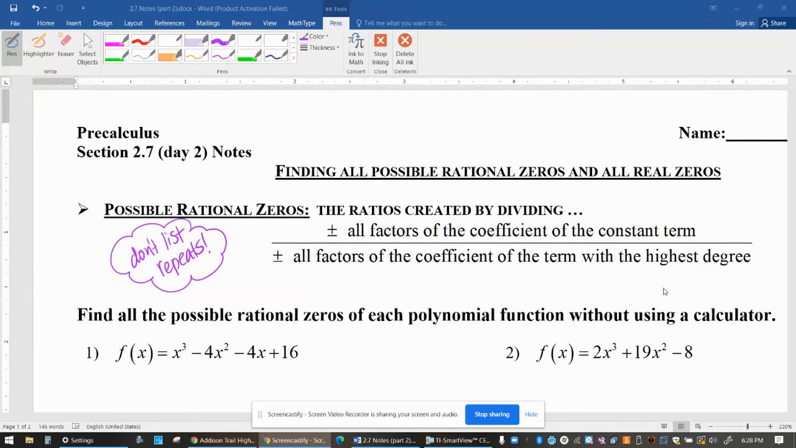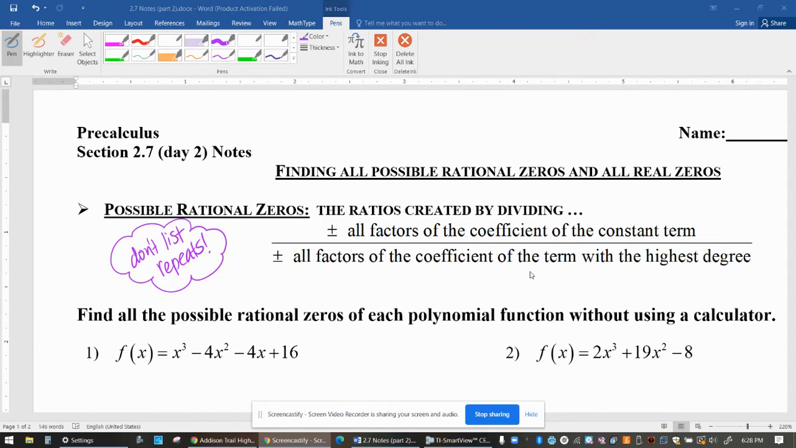Hey pre-calc students, welcome to our lesson for today of finding all possible rational zeros and all real zeros. There is a chance that you will take a math class in the future that requires you to find all the real zeros of a polynomial without the use of a graphing calculator. If that is the case, then there is essentially a formula you could use to find all the possible zeros, and then you would check each and every one of those possibilities until you find the ones that work.